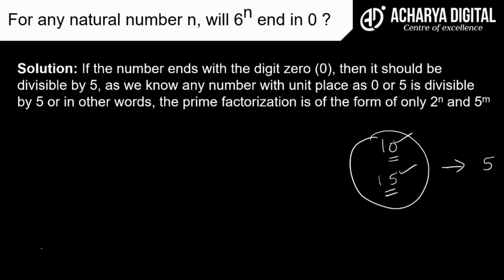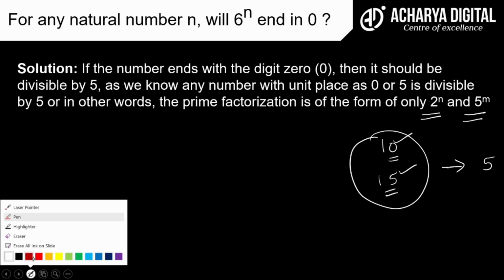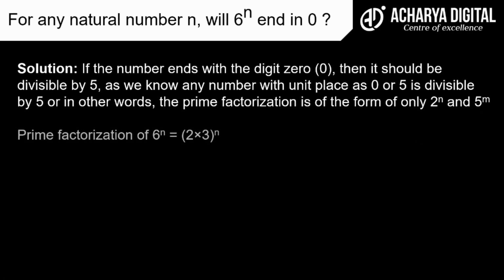Yes or no? And the next thing is the prime factorization of numbers. If they have a combination of 2 and 5, that is 2 raised to n and 5 raised to n, then and only then is that number divisible by 2 and 5, so that it will end in 0. So let us see the next part of this solution.